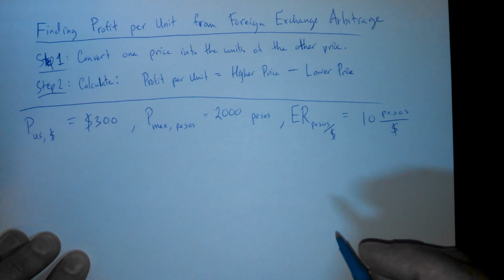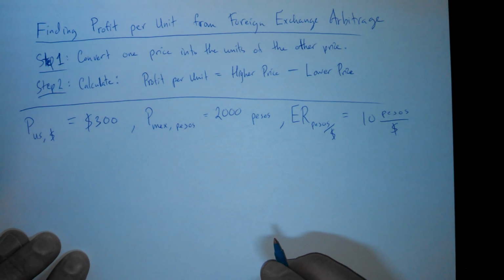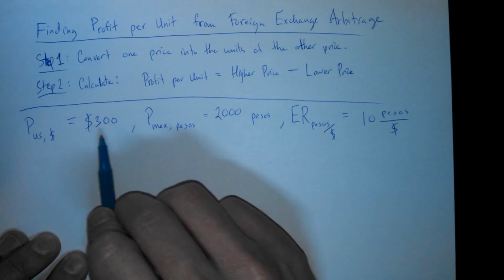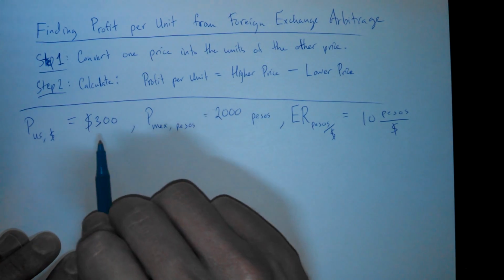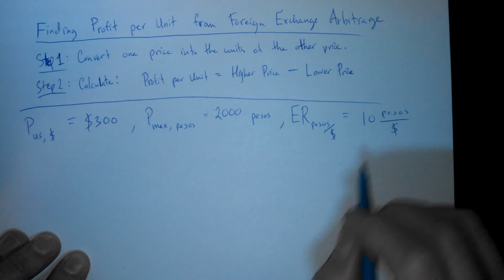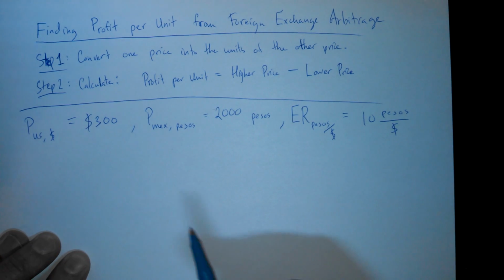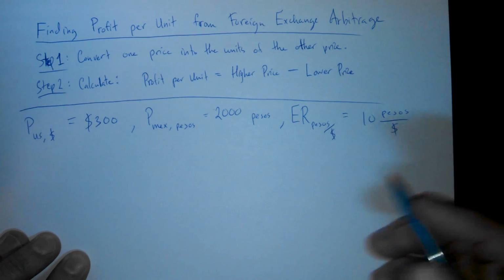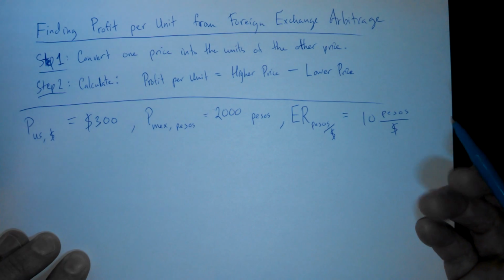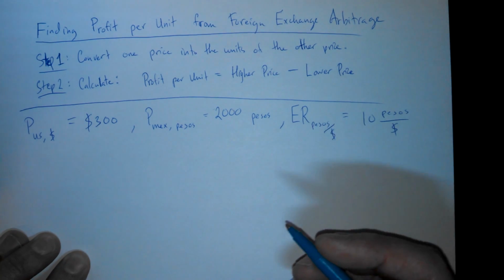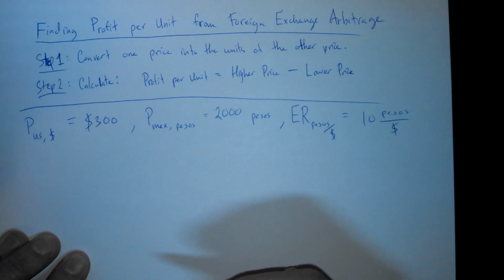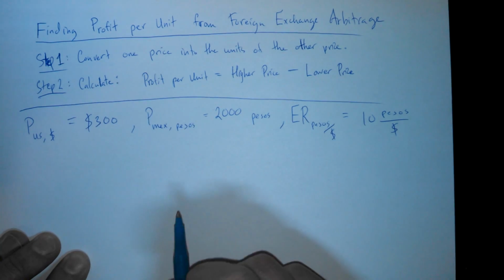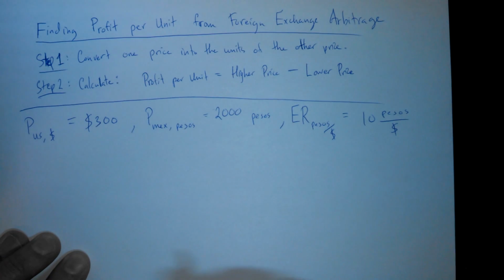Okay, so again, like I was saying at the beginning, when you have these prices here, we have two prices for one good across two countries, and also the exchange rate. It's not obvious right off the bat whether or not there is an opportunity for arbitrage, whether it's profitable to buy in one country and sell in another. So, in order to make it a little bit more obvious, you do step one. You convert one price into the units of the other price.